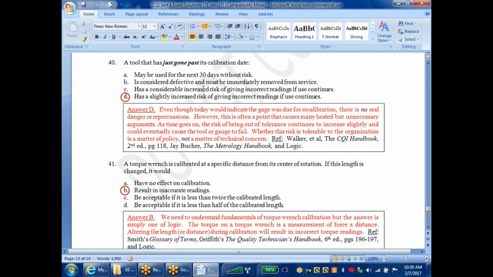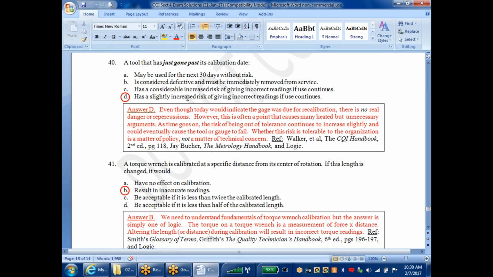C, has a considerable increased risk of giving incorrect readings if use continues. Now, it's just gone past its calibration. A calibration interval might be, let's just say, 6 months or whatever that might be, and you've just gone past by 1 day, even if it's 3 months, just by maybe one day or one shift. No. Use some logic here.